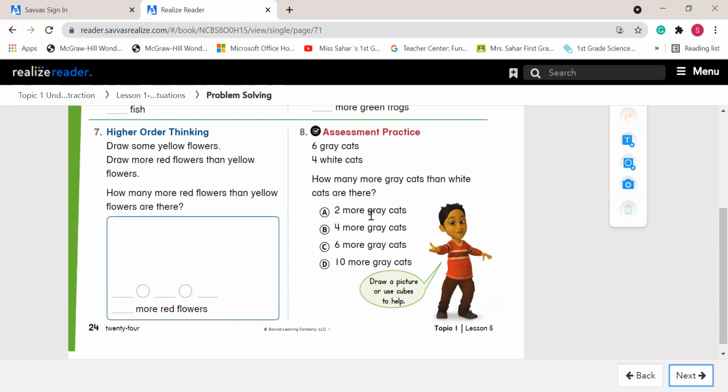Is it A, 2 more gray cats? Or B, 4 more gray cats? C, 6 more gray cats? Or D, 10 more gray cats? Remember, when we compare, we subtract. All right? So that was it for today's lesson, first graders. Thank you.